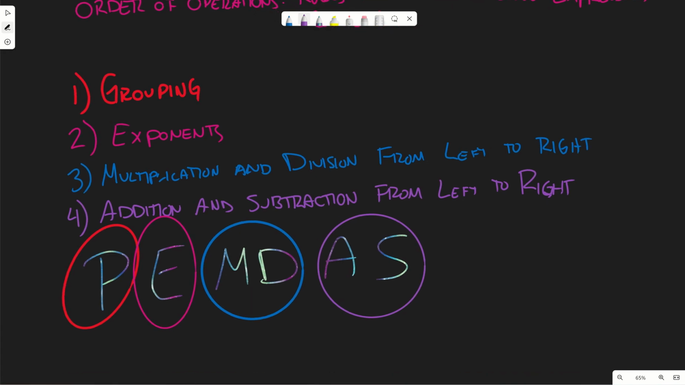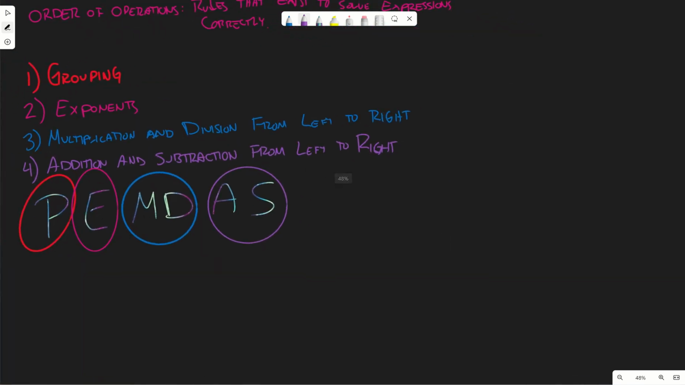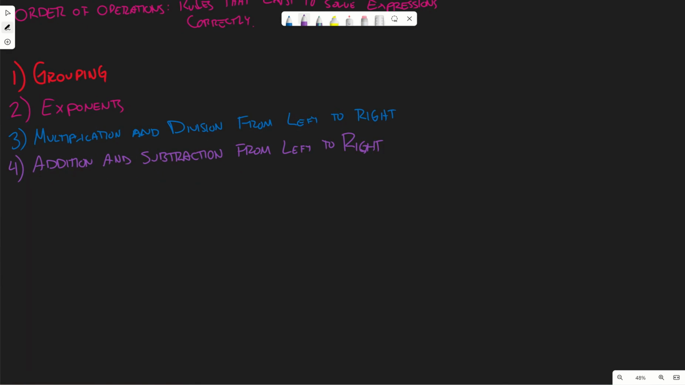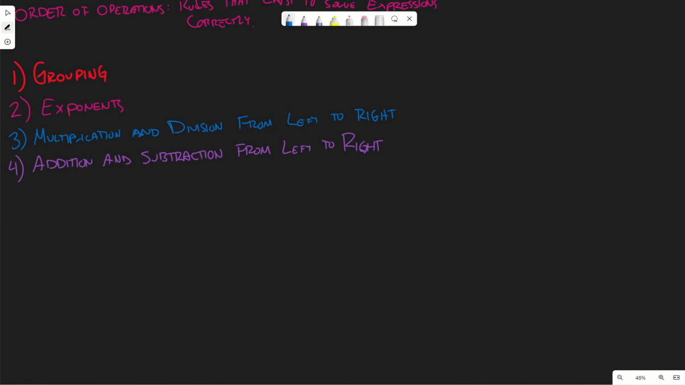All right, so take, for example, we have the problem. I'm going to zoom this out a little bit so we can keep our rules up here. Let's say we have the problem 27 minus 18 divided by 6. So this has multiple numbers in it and multiple operations.